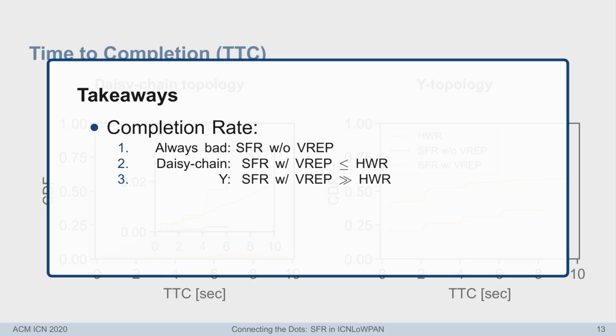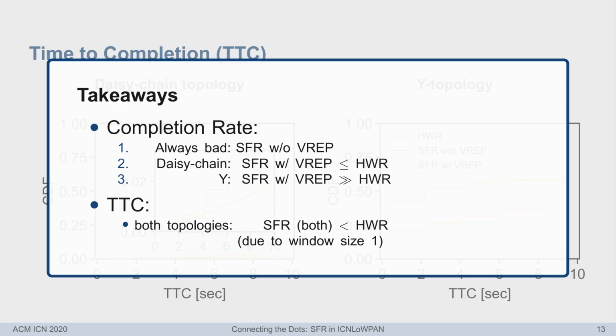For the daisy chain topology, hopwise reassembly performs slightly better than selective fragment recovery with the virtual reassembling endpoint extension, but comparable. In the Y topology, however, SFR with VREP performs much better, twice as good as hopwise reassembly. Since we pre-configured the window size for our experiment statically to 1, HWR always has a slightly shorter TTC than both SFR variants, as SFR requires an ACK exchange in addition. We picked this window size to reduce noise, since the minimal congestion control mechanism proposed in the draft always ended up at 1 in our setup anyways.